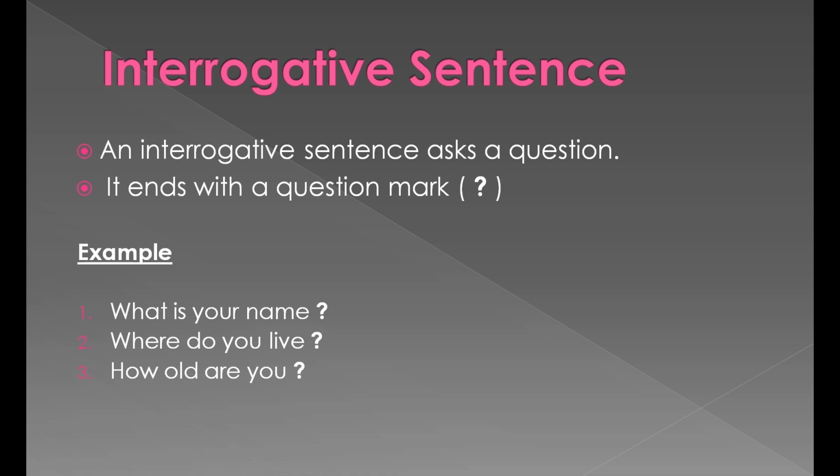Like this, where do you live? This sentence is also a question and ends with a question mark. And how old are you? This sentence also ends with a question mark. So all these sentences are examples of interrogative sentence.